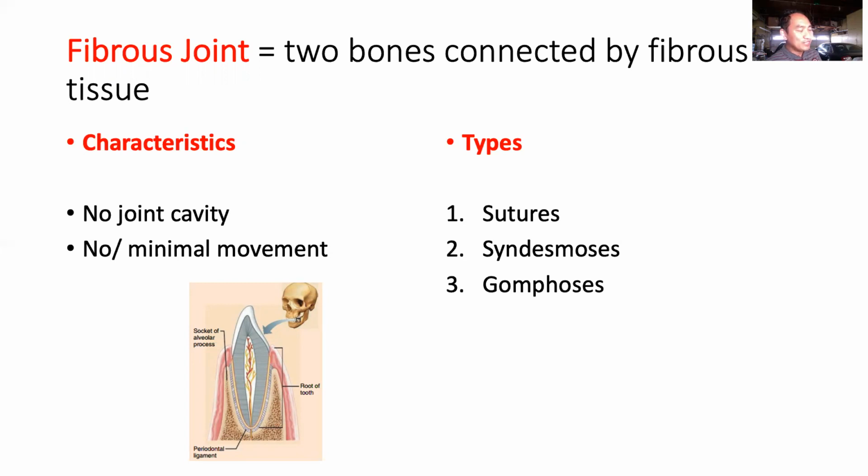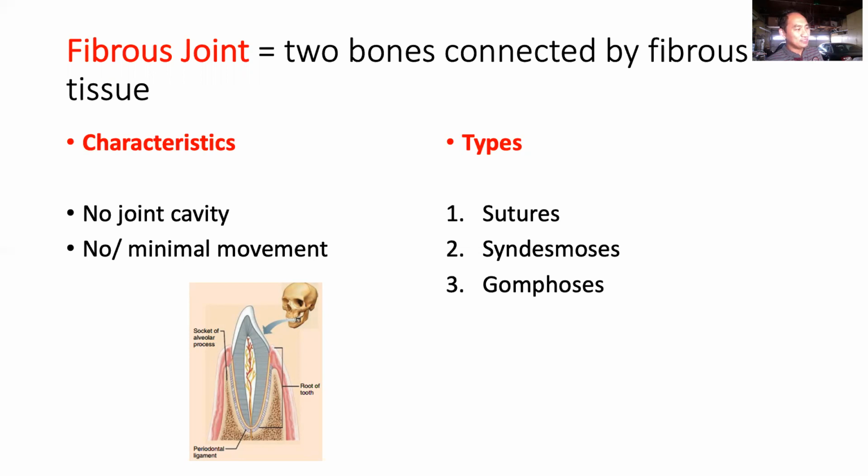Let's say if we think about our teeth, they are embedded in the bony substance of the mandible. They are very well fitting. They don't move. And this is a form of joint as well. That is a fibrous joint. So the fibrous joint can be classified again into sutures, syndesmosis, and gomphosis.